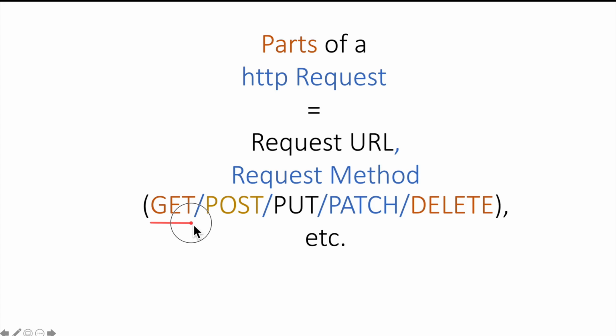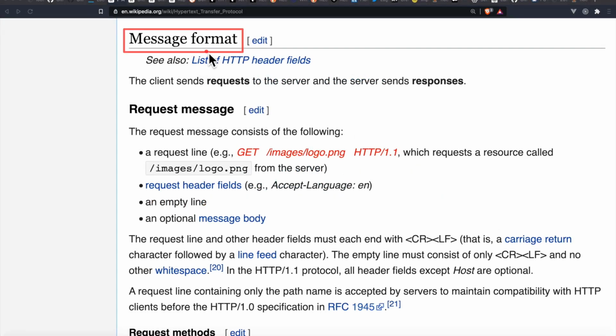So GET for retrieving records, POST for creating a new record, PUT and PATCH for updating a record, and DELETE for deleting a record. These are the common request methods that we typically use. Now let us look at the message format of a HTTP request message. The request message consists of the following.